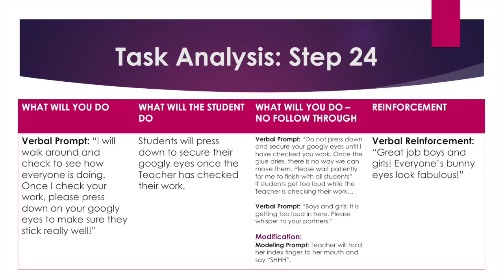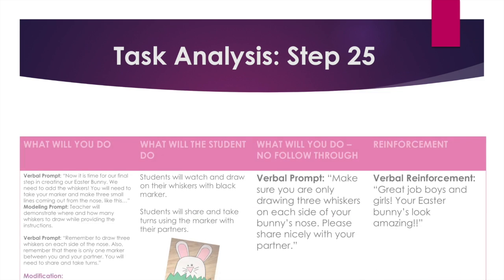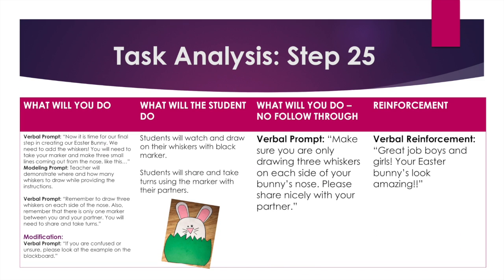Step 25. And now it is time for our final step in creating our Easter bunny. We need to add the whiskers. You will need to take your marker and make 3 small lines coming up from the nose like this. Teacher will demonstrate where and how many whiskers to draw while providing the instructions. Remember to draw 3 whiskers on each side of the nose. Also remember that there is only 1 marker between you and your partner. You will need to share and take turns.